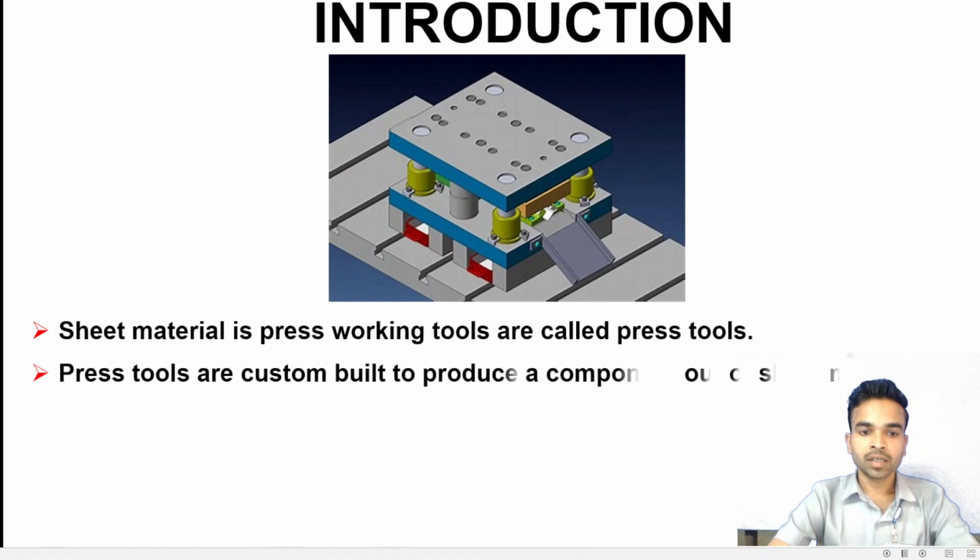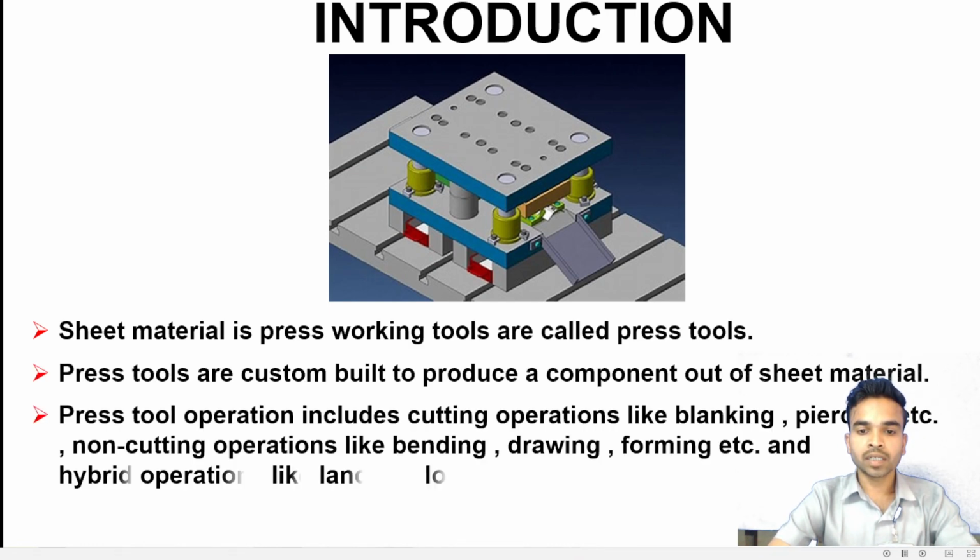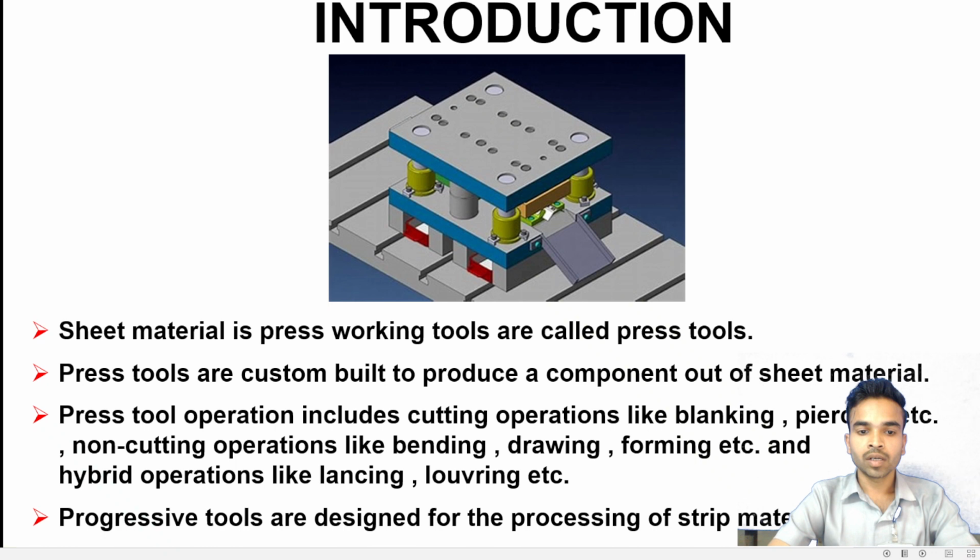Introduction. Sheet material worked by a press working tool is called press tool. Press tools are custom built to produce a component out of sheet material. Press tool operation includes three types of operation. First is cutting operation, which includes blanking, piercing, etc. Second is non-cutting operation like bending, drawing, forming, etc. And third one is hybrid operation like lancing and lowering, etc. Progressive tools are designed for the processing of strip material.